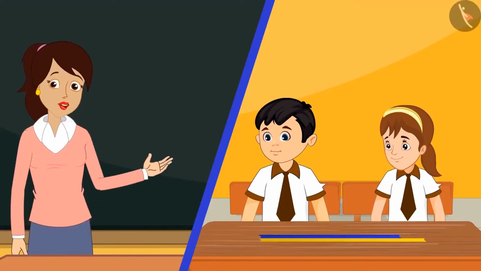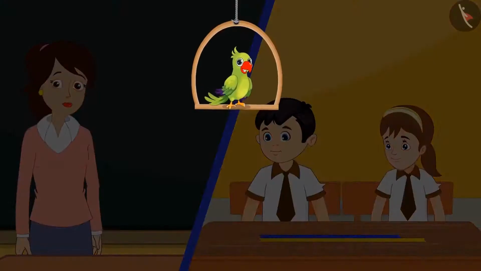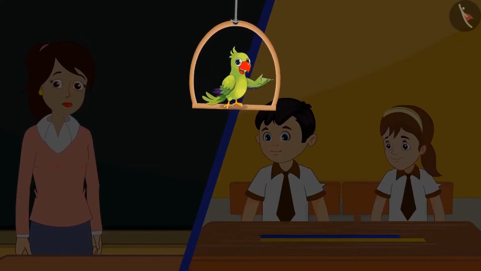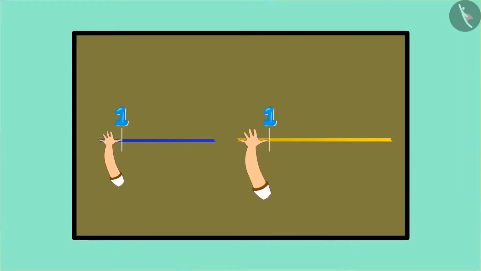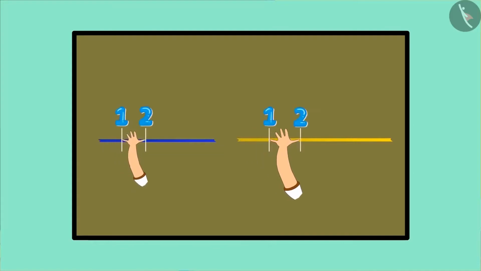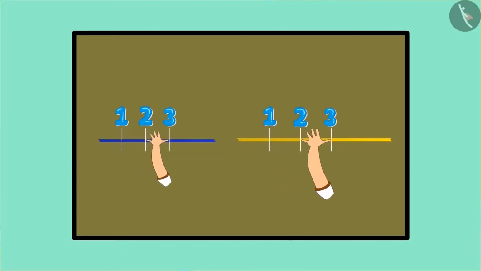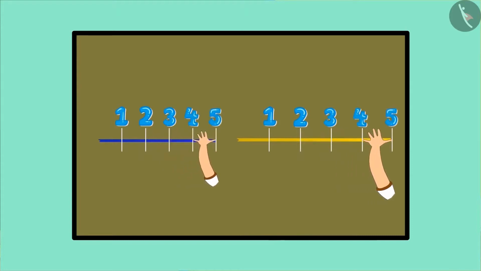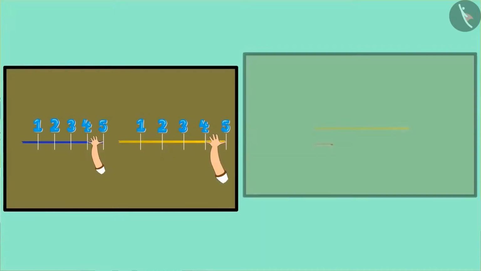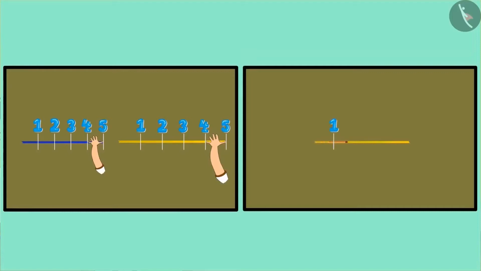Chotu, do you know why this happened? Children, do you know why this happened? Come on, let us see. This happened because the size of each hand is different. Therefore, you should measure with such objects that have standard measurements. Like with a new pencil.